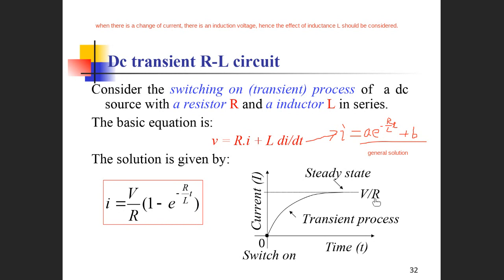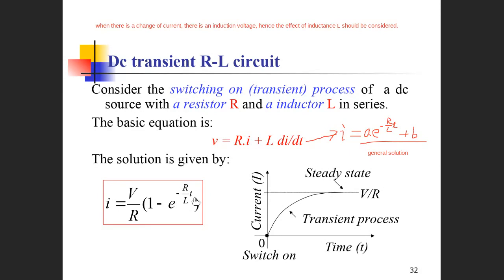Voltage over R. So based on these two conditions, at time t equal to 0 there is one condition, and t equal to very, very large is another condition, we can determine the A and the B. So we found the A and B. Actually, look at it here, this is the final solution.